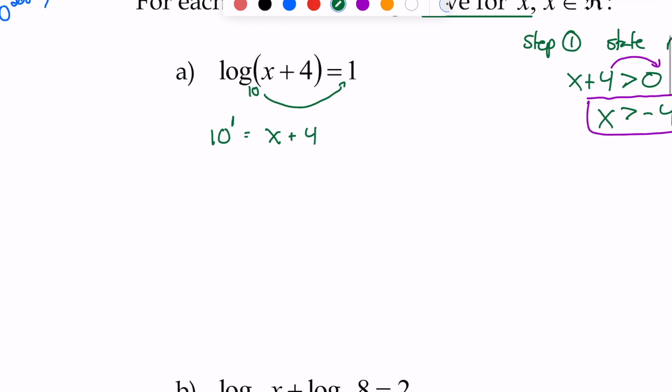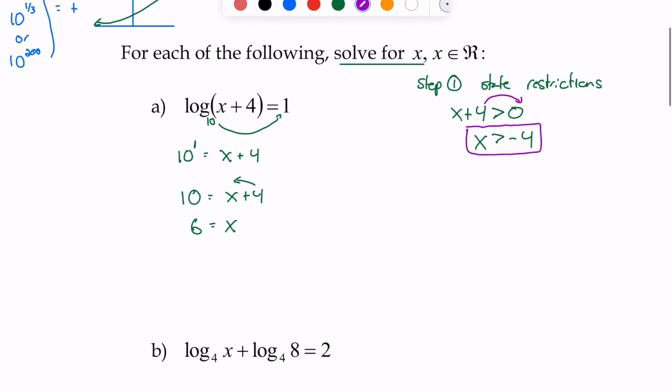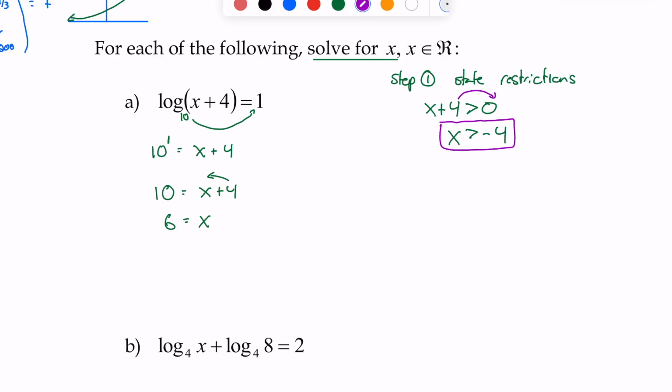So now I have 10 to the 1, which is just 10, equaling x plus 4. And then I bring the 4 to the other side of the problem, and I get 6 is equal to x. And then I check, does that satisfy my restriction? Yes, 6 is a number that is bigger than -4. So that is a valid solution.